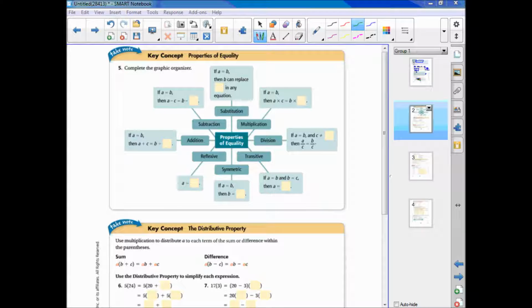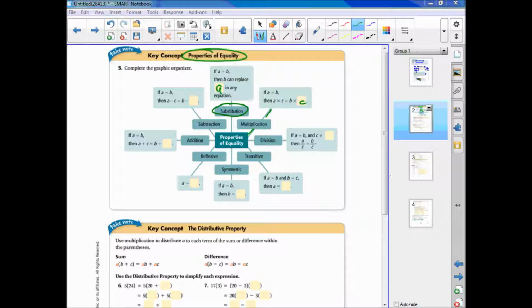Okay, on the second page, we have the key concept here, properties of equality. And we learned these all in Algebra 1. This is how we solve equations. We do things to both sides. So let's take a look at it. If A equals B, then B can be replaced by A in any equation. That's the substitution property. We learned that in algebra when we did the substitution method of solving systems of equations. We can also multiply both sides of an equation by a number. So if 2 sides of the equation are equal, we could multiply both sides by the same number, and it would still be equal.